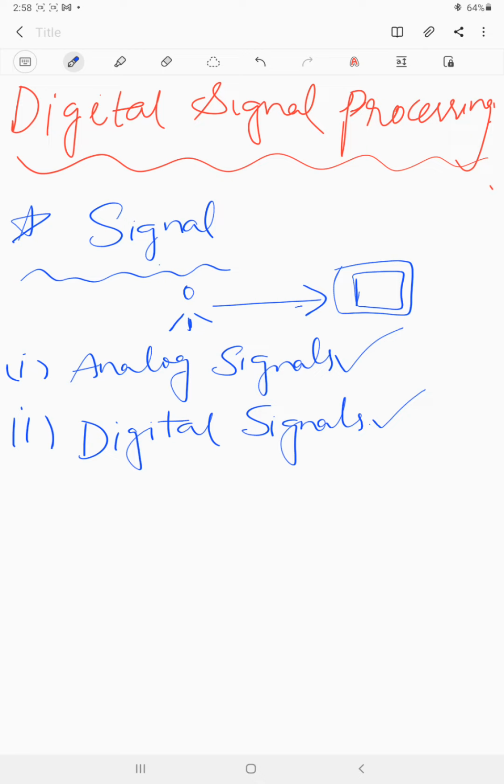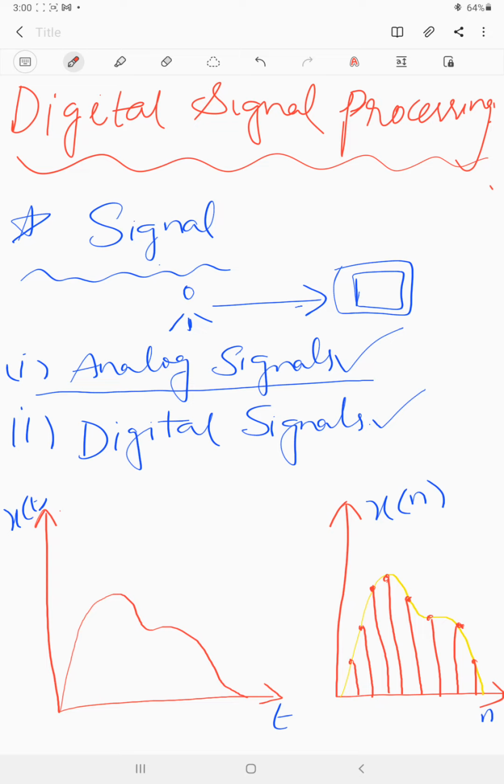Most of the signals are analog in nature, which means that the signals will be continuous with respect to time. Here this is an analog signal, whereas this one is a digital signal.